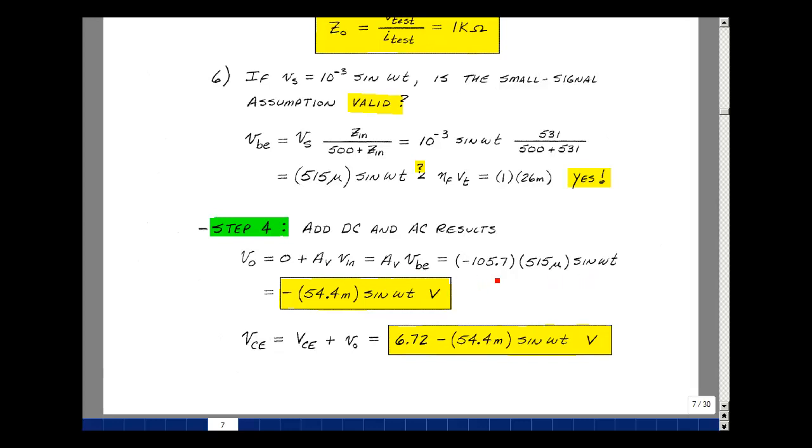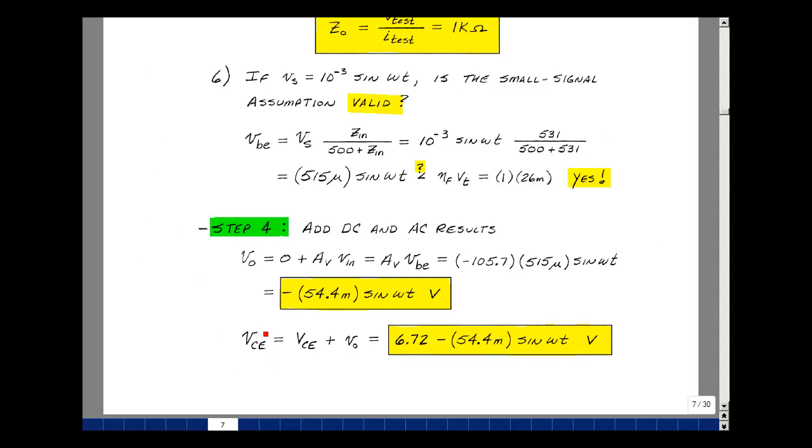We found the gain to be minus 105.7. And that gives me a minus 54.4 milli times the sine of omega t. What this is saying is that we apply an input voltage of 1 millivolt, and the output voltage is in magnitude 54 millivolts, but there is a sign change, so there's a phase inversion in the output.